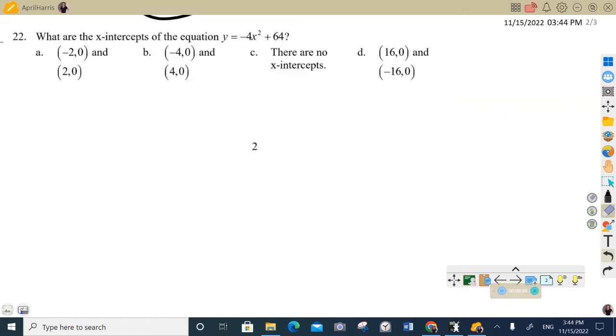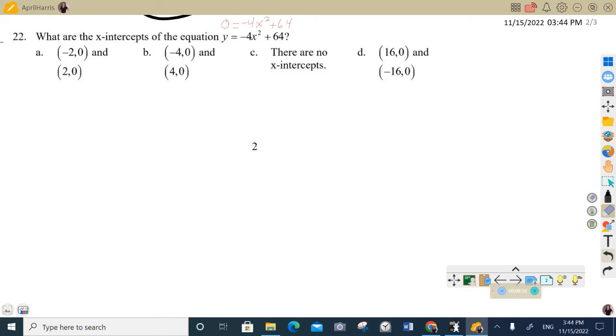Okay, question 22 says, what are the x-intercepts of the equation? Again, x-intercepts are the same as roots or zeros. That's the x-intercept, the value of x when y is 0. So basically, this is our equation. Now, there's a couple of ways you can do this. Since there's only one x in this problem, we can just get x by itself.